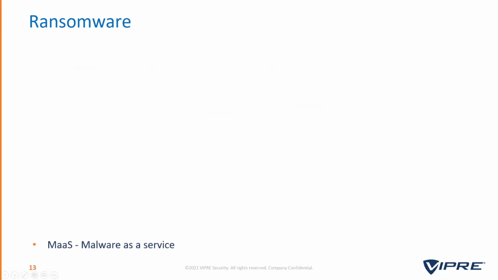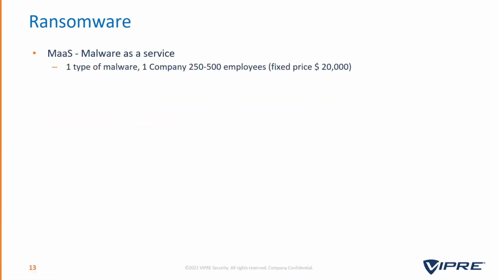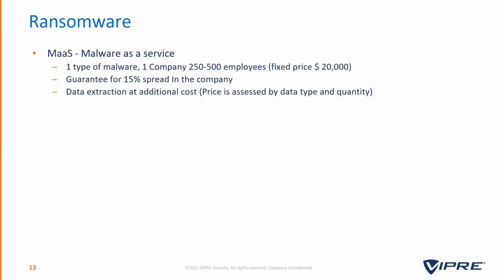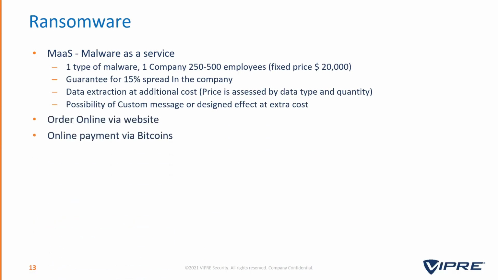Now, why not look at it even further and say, okay, there is actually another option on the same webpage. You can actually get malware. You can do both at the same company if you're really bad at it. Now you can get one type of malware for the same company size. Of course, it's a little bit more expensive because there's no ransom in it, no money in the same way. It costs 20,000. They will guarantee, again, a 15% spread inside the company.